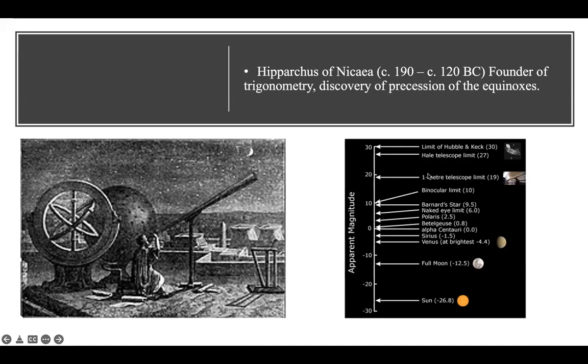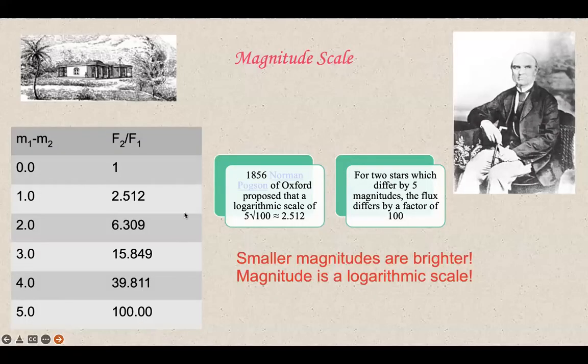And you see, if you had a 1 meter telescope, you would probably be able to observe till about 16th, 17th magnitude. If you have the Hale telescope, it gives you approximately 27, and then Hubble and Keck give you about 30th magnitude. The magnitude scale, like I told you, is basically an inverse scale. The brighter stars have negative magnitudes, while the fainter stars have larger numbers.